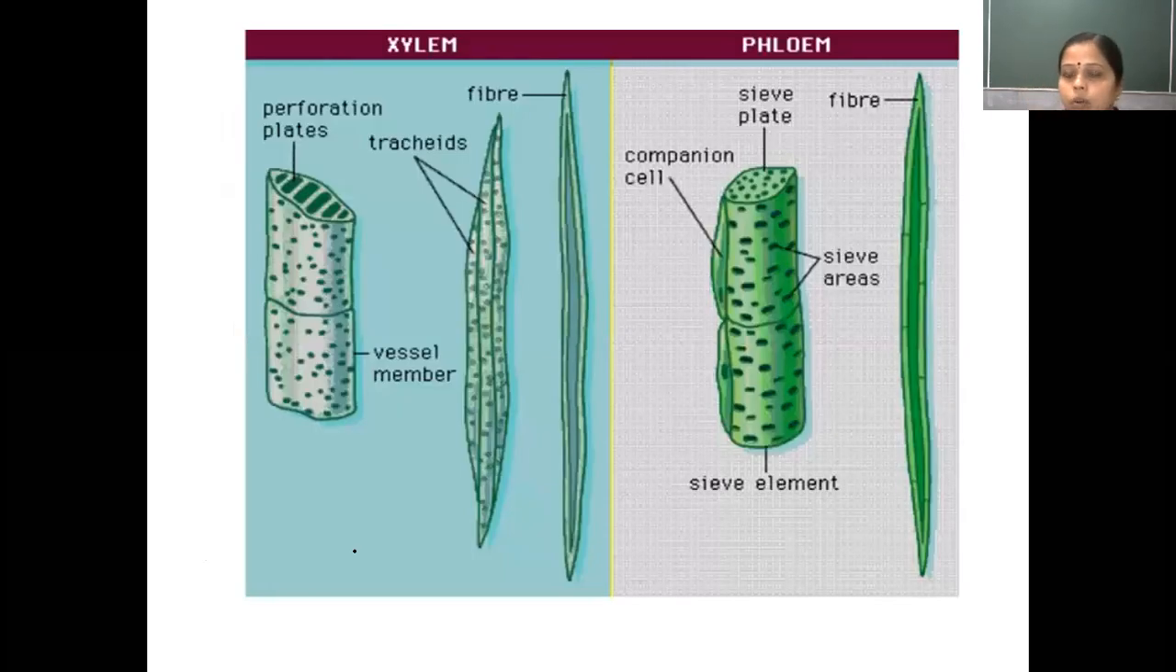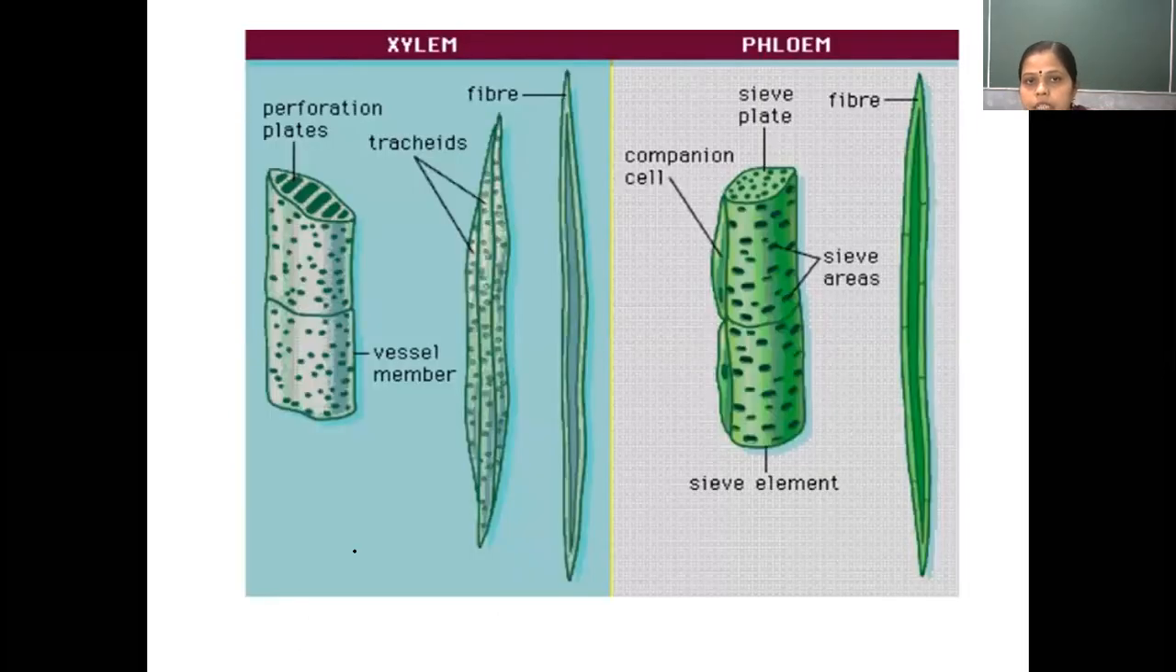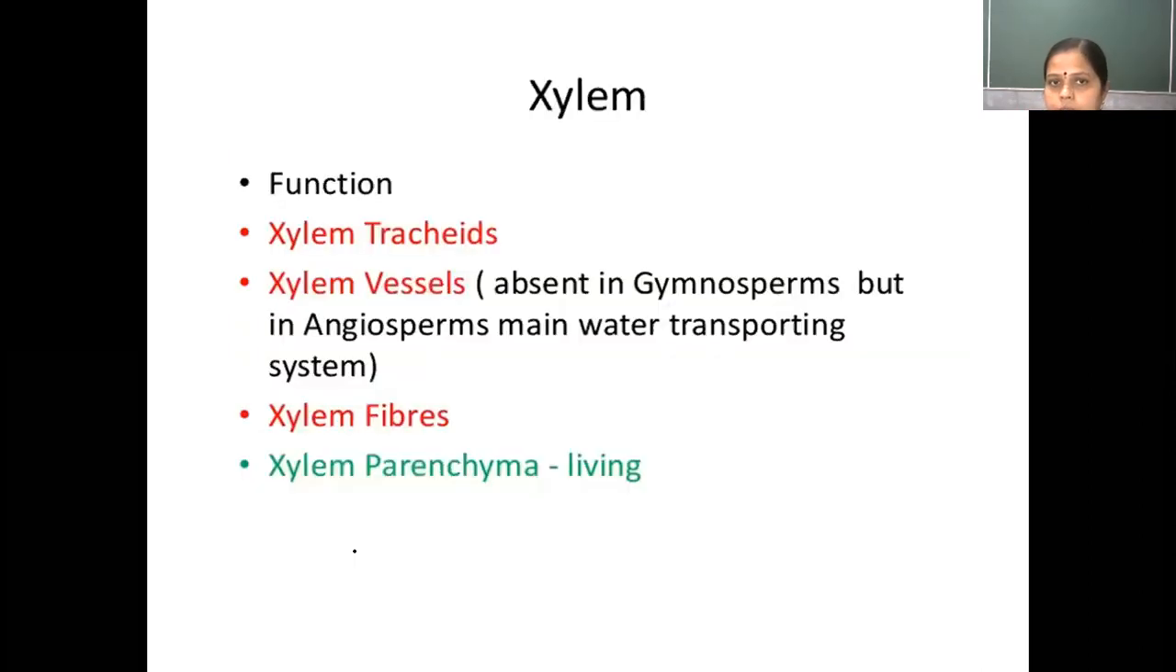Next, we are going to discuss the complex permanent tissues, that is xylem and phloem. Xylem is regarded as water and mineral conducting tissue, whereas phloem is regarded as food conducting tissue. The cells of the xylem are of different types: xylem tracheids, xylem vessels, xylem fibers, and xylem parenchyma. Here the vessel members are broader, having broad ends when compared with the tracheids. Tracheids have smaller ends.